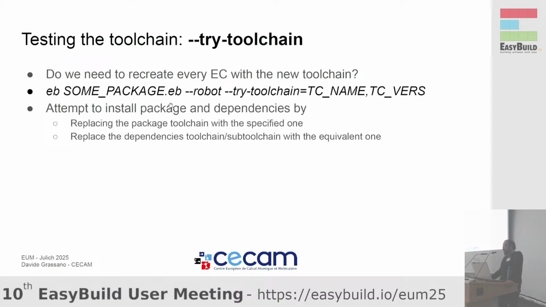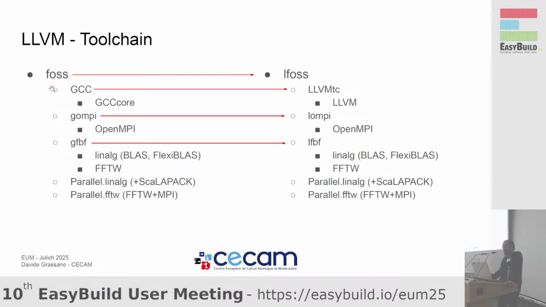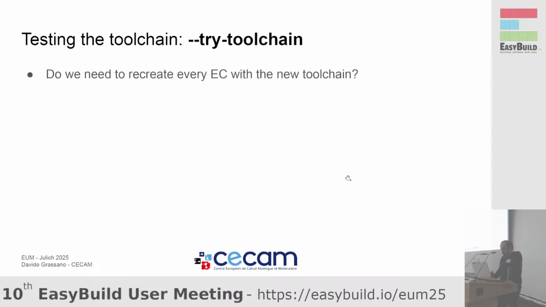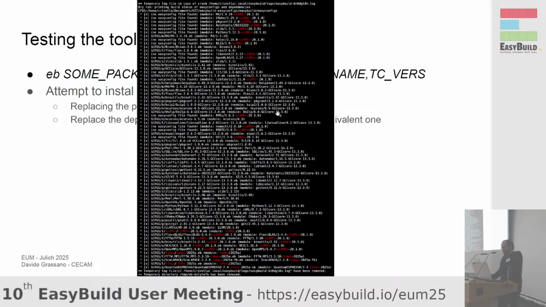In particular, this also works with the --robot option. So this means that if we are compiling, let's say, a FOSS EasyConfig and we want to replace it with LFOSS, and we are compiling a dependency that depends on a sub-toolchain, try-toolchain will actually replace it with the correct equivalent sub-toolchain. And if you try to run the list of dependencies needed with try-toolchain without actually having compiled them, it will not work. But you can actually get the full list of dependencies after you have compiled them. And this is actually highlighted in red, not the top one because this is some no EasyConfig found, but these are the EasyConfigs that I had to rewrite manually in order to make the toolchain work and go up to Quantum Espresso, as we will see.